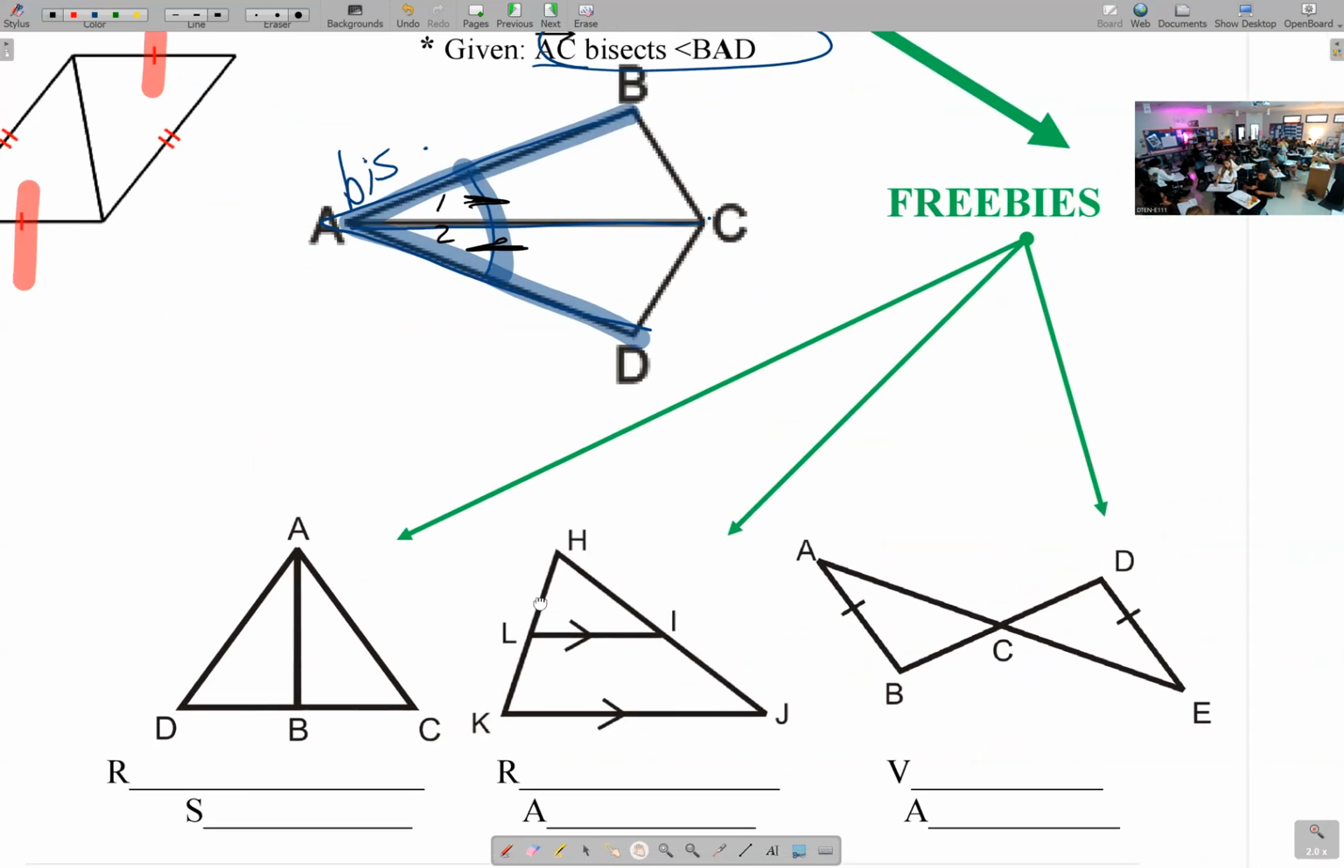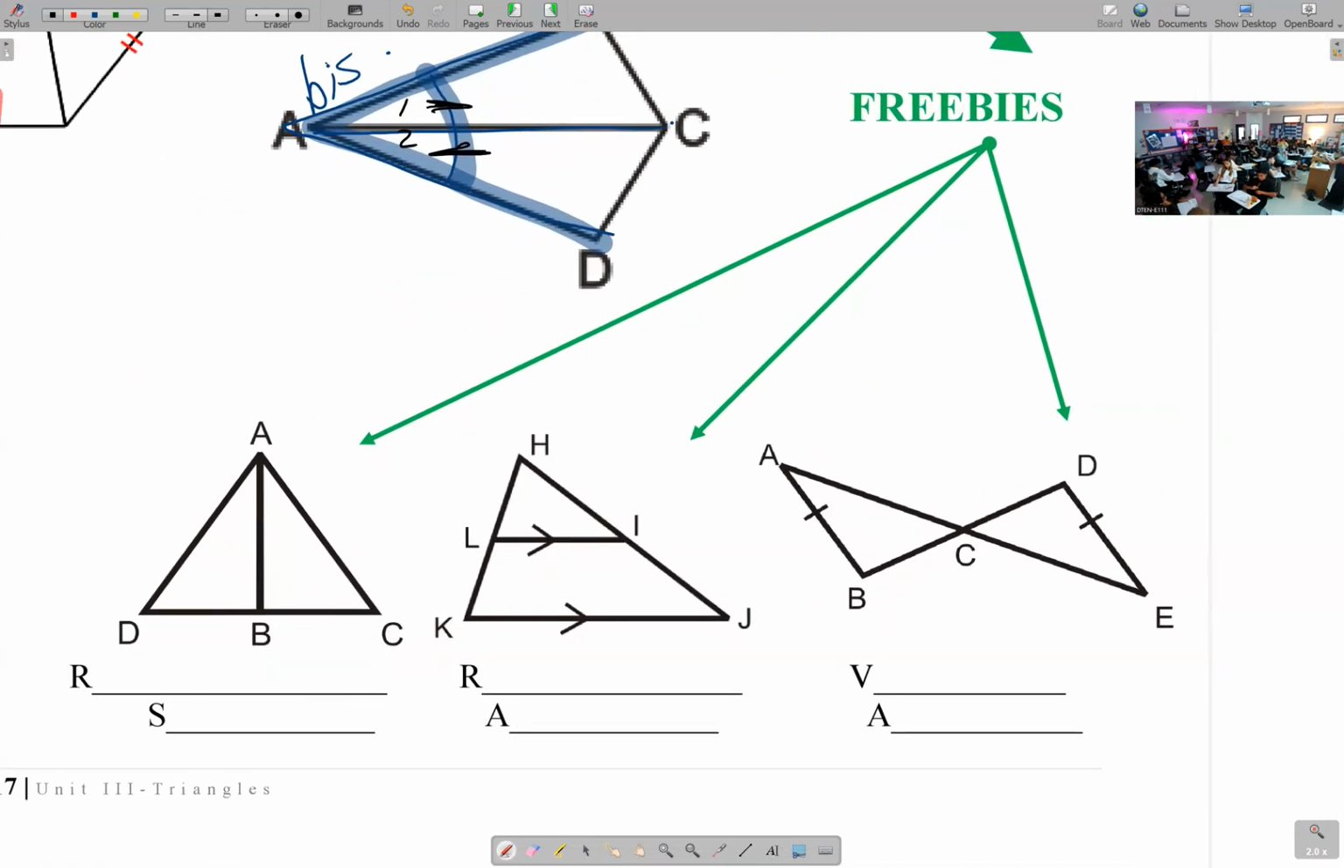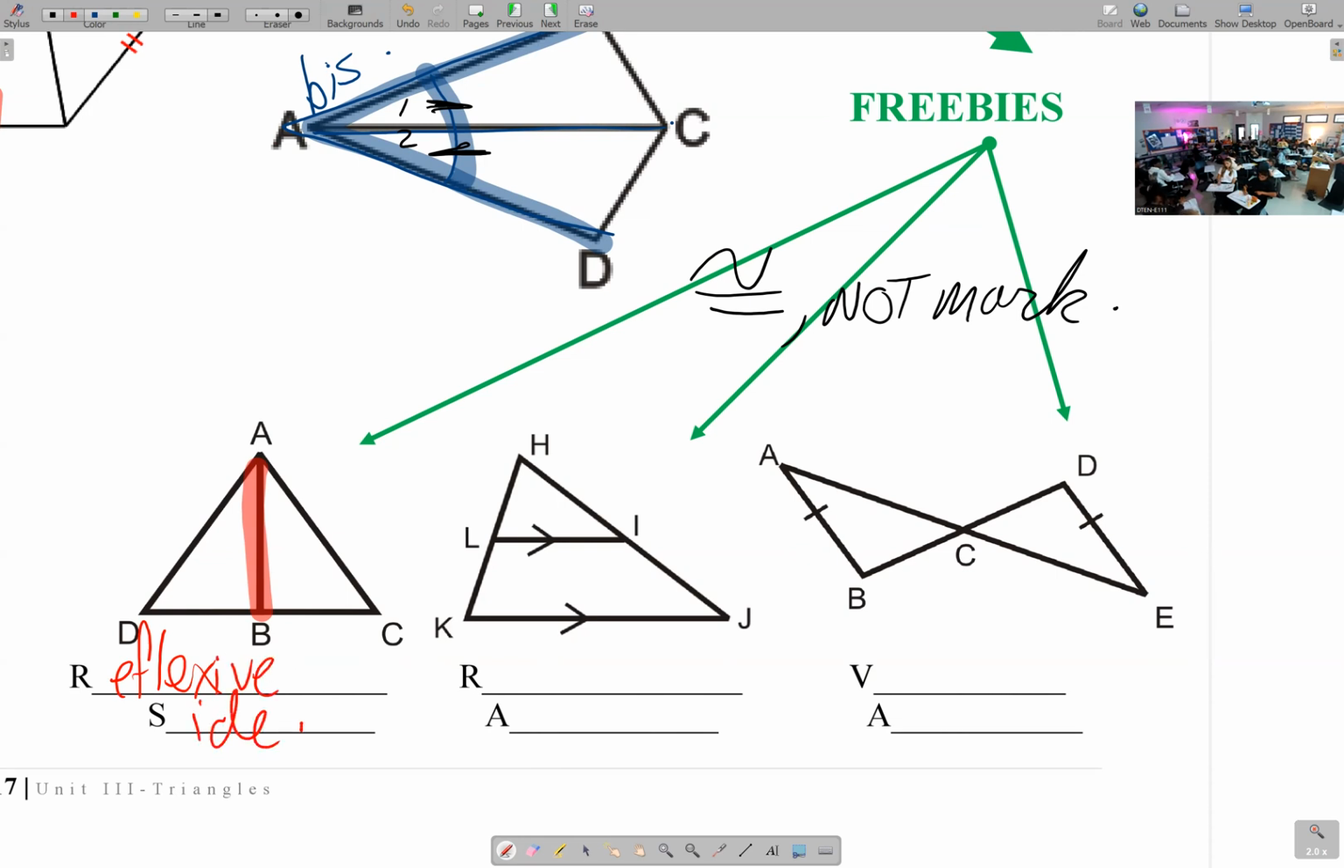Okay, coming down here, freebies. These are things that are congruent, but they're not marked for you. You have to spot them and mark them. There are 3 of them. First one, a reflexive side. It's just like an apartment wall, this wall shared exactly between my room and her room. Therefore it's congruent to itself.